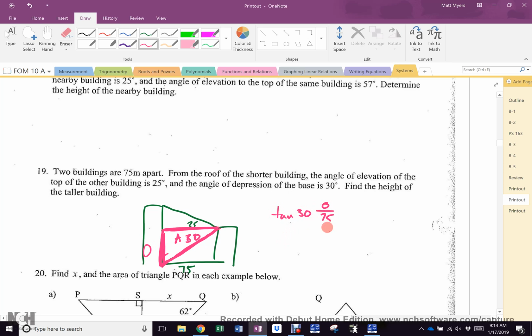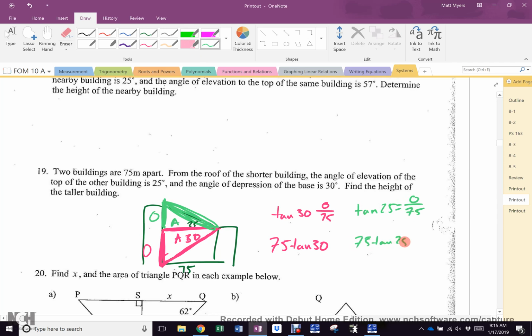Multiply. You want to get rid of the 75, just like in algebra. 75 tan 30. What about in the light green triangle? Is it still O and A? Yep. Tan of what? Tan 25 equals O over adjacent, which is 75. How do I get rid of the 75?